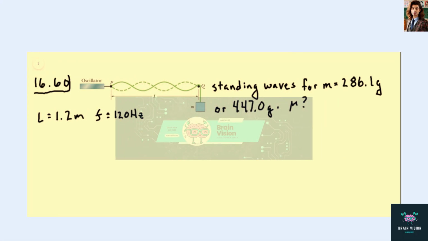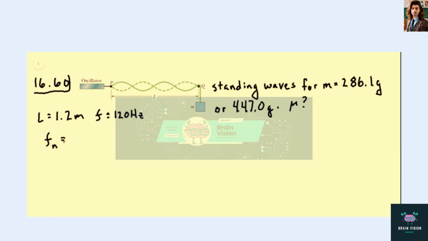So we have a mechanical oscillator jiggling this rope. Here it moves little enough that we can consider this to be a node. This point is also an antinode. It's tensioned by this mass m. The distance between those 2 points is 1.2 meters. The frequency is 120 hertz.